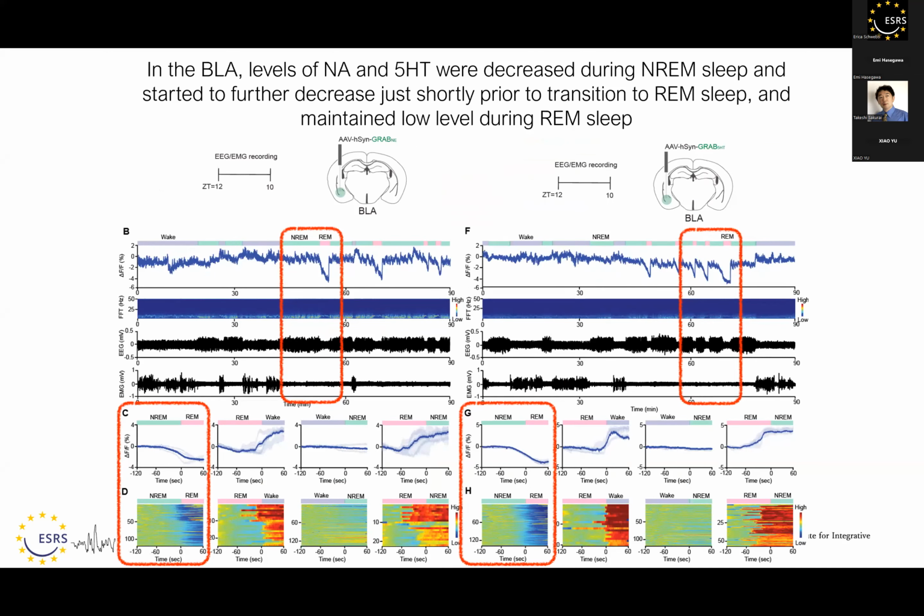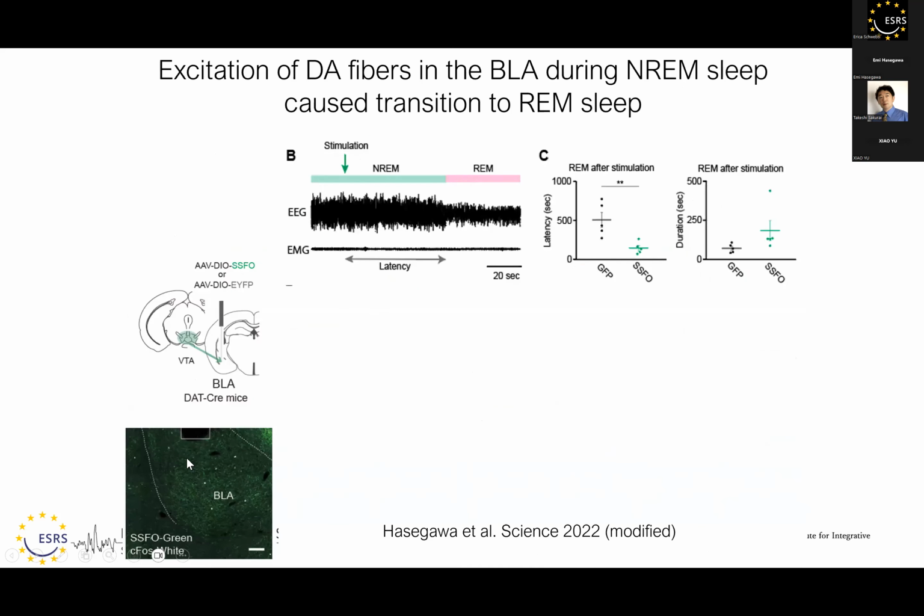In contrast to dopamine, the levels of norepinephrine, noradrenaline, and 5-HT, serotonin in the BLA were decreased during REM sleep. They began to decrease during the end of non-REM sleep, and began to decrease further shortly prior to transition to REM sleep, remaining at a low level during REM sleep. So we discovered that dopamine levels were increased in the BLA immediately preceding non-REM to REM transitions, displaying different patterns in other regions.